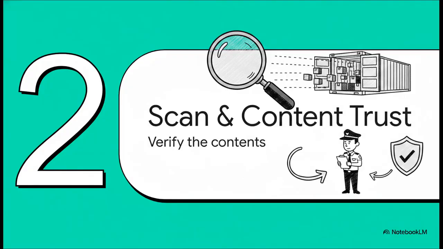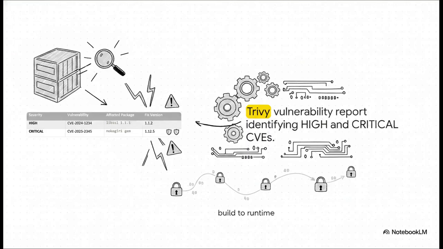Moving right along to step 2, scanning and content trust. It's time to verify those contents. All right, so now that we've got our shipping manifest, we need a border customs agent to verify the cargo is actually safe. We weaponize that catalog using a vulnerability scanner, like Trivy.